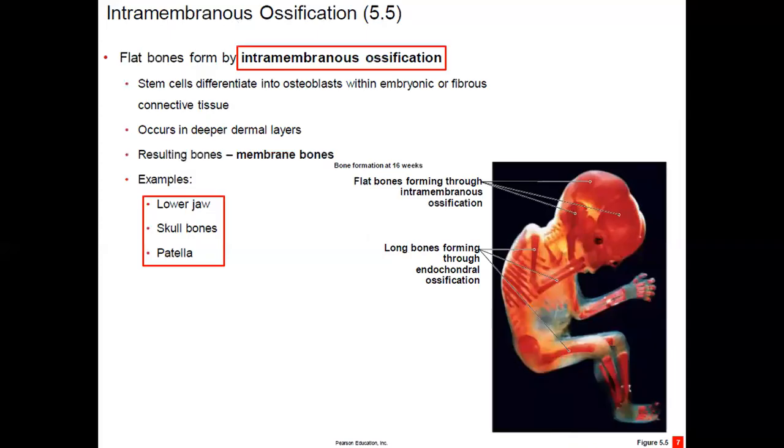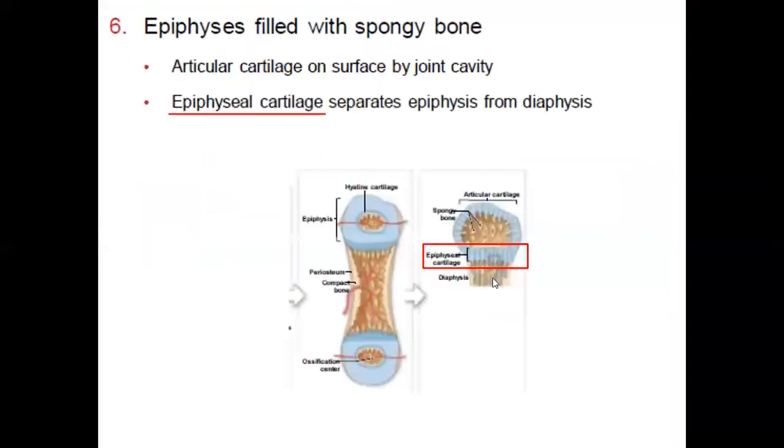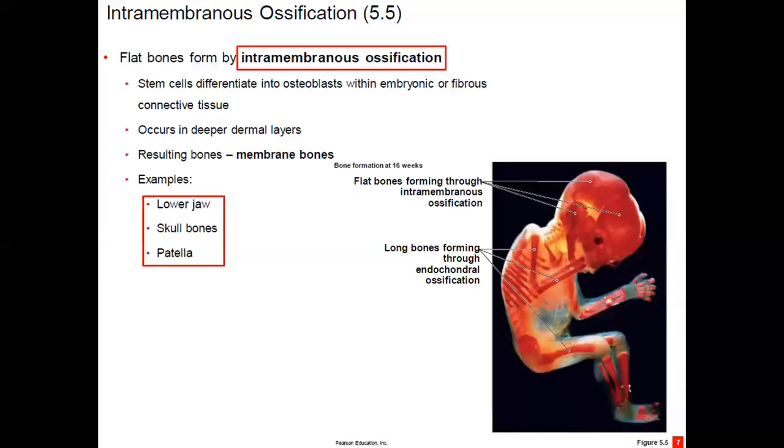So this epiphyseal cartilage right here, that's your growth plate, where growth is occurring, right? So it's called the epiphyseal cartilage or epiphyseal plate. That plate is where long bones continue to grow.